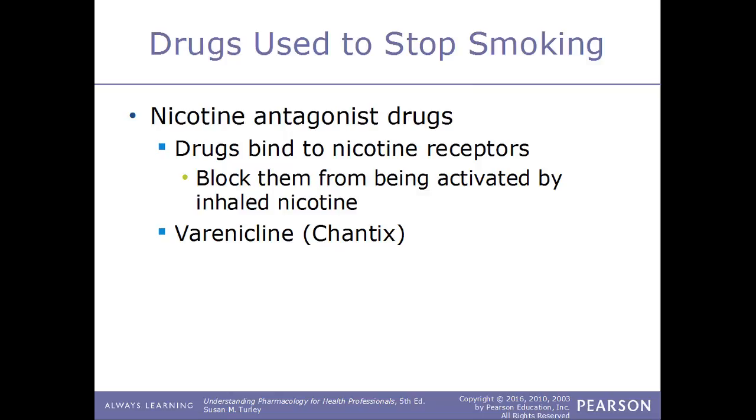Another class of these kinds of drugs are nicotine antagonist drugs. These are drugs that will bind to nicotine receptors, and they block them from being activated by the inhaled nicotine. And if the receptors can't be activated, then they can't work. So an example of this kind of drug would be varenicline, which is sold under the trade name Chantix.